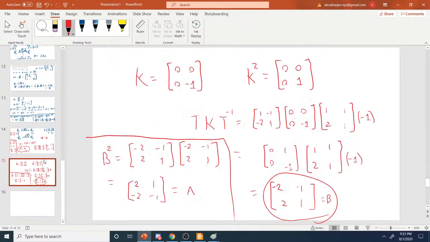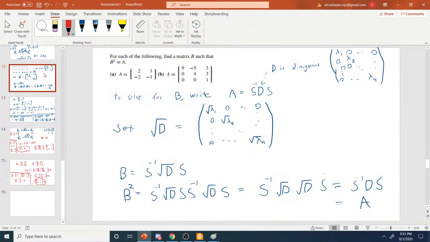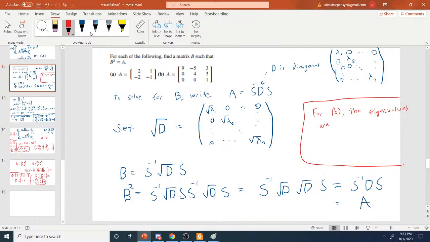I'm not going to do the next one because it would take too much time and my brain is starting to get fried. But the general procedure is basically the same. For B, the eigenvalues are 9, 4, and 0, with eigenvectors. Let's see if I can figure these out in my head real quick.